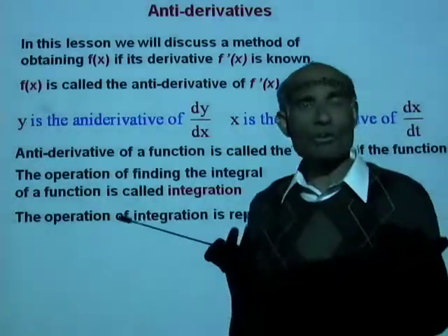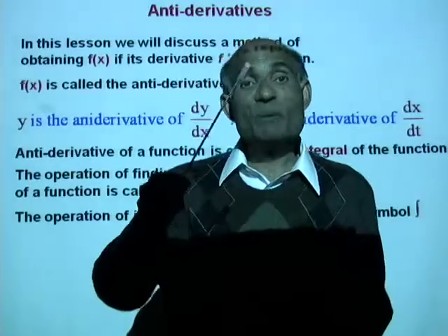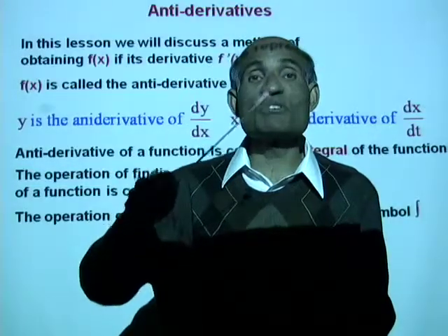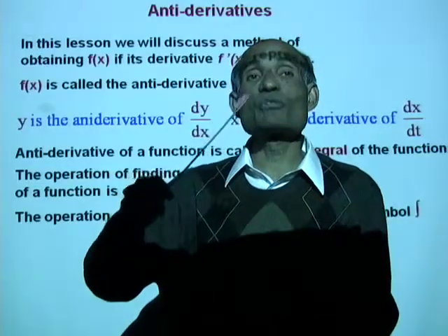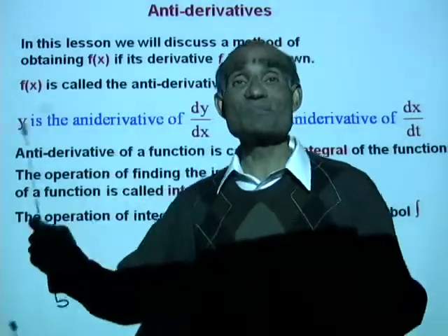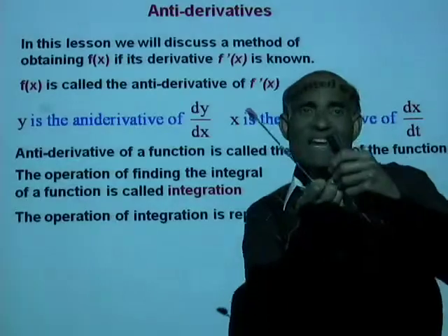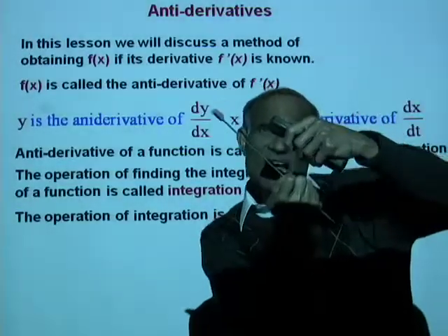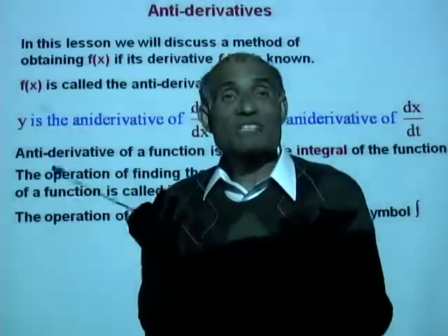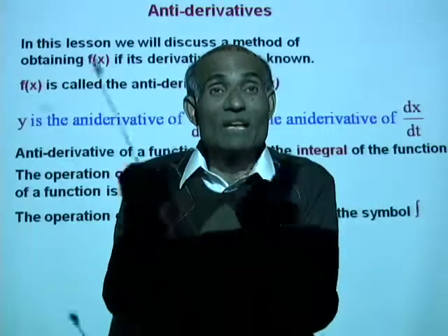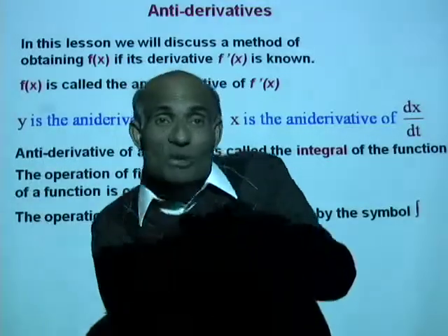For any mathematical operation, there is a symbol. d by dt stands for derivative of the function with respect to t. d by dx stands for derivative of the function with respect to x. Similarly, we have a symbol for integration. Look at this. It is an S which is stretched. If you stretch an S, that is the symbol for integration. Integration is the process of summing all the changes, all the rates of change, to get the function back.